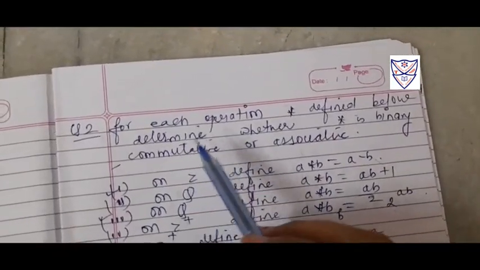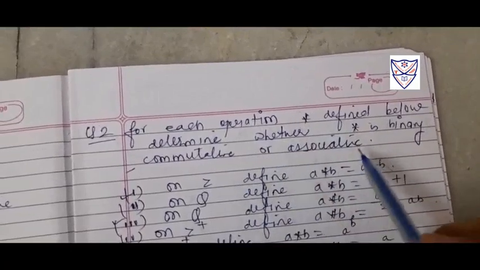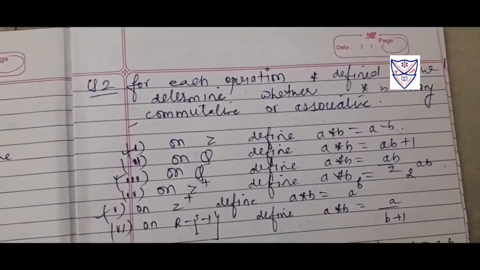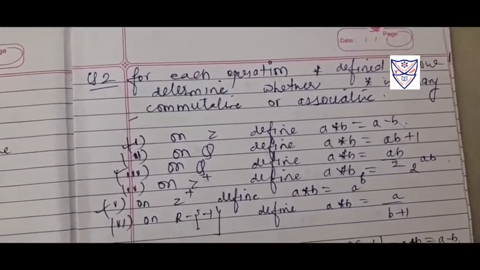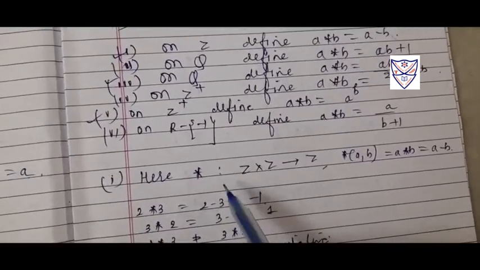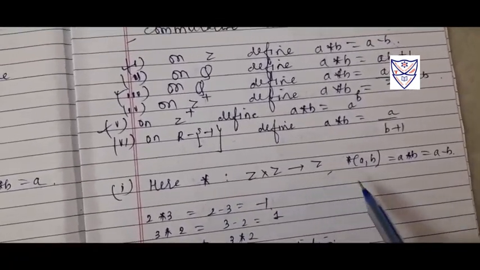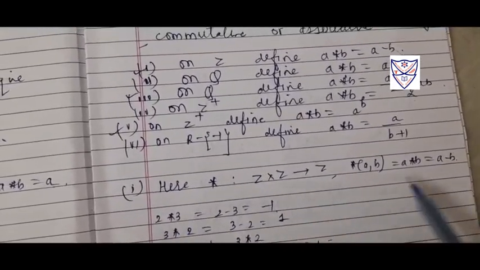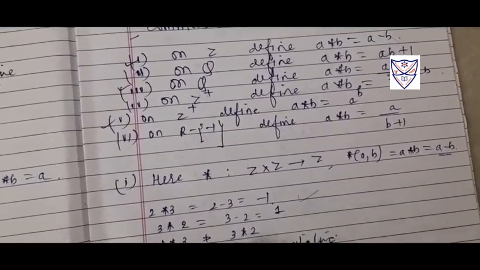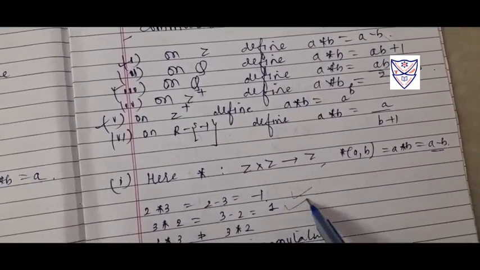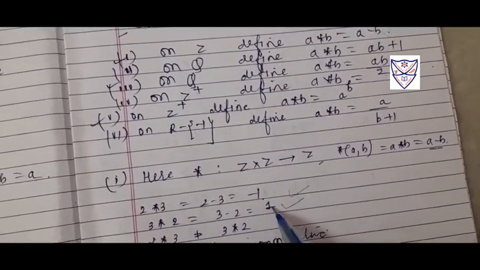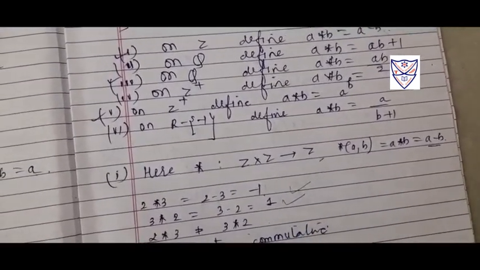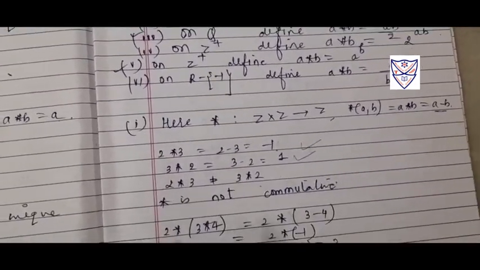Now question number 2: for each operation star defined below, determine whether star is commutative or associative. In this we can see there are 6 questions. We'll solve 1, 3 and 5. First is star from Z cross Z to Z, where it is defined by a minus b. So 2 star 3 is 2 minus 3, we get minus 1. 3 star 2 is 1. So from these two we can see it's not commutative. 2 star 3 is not equal to 3 star 2, hence it is not following the commutative law.